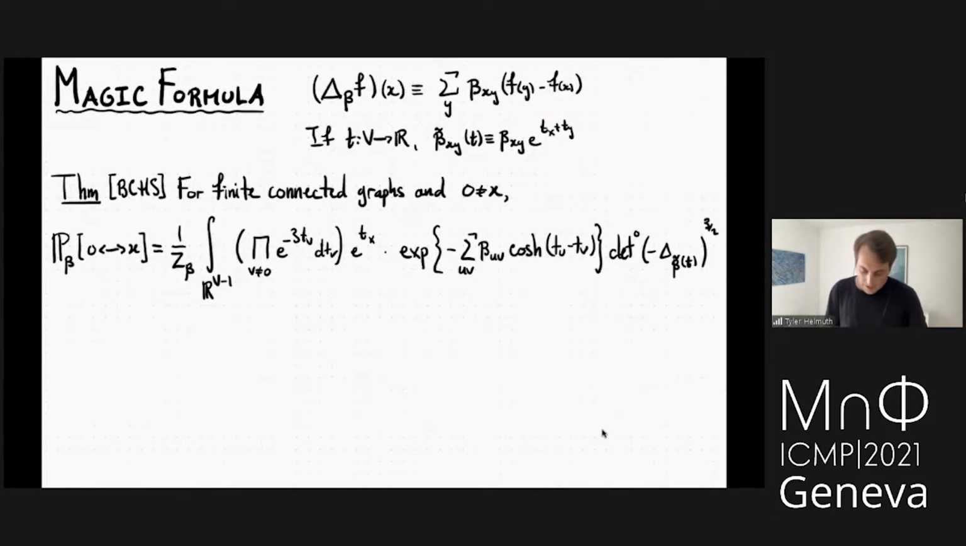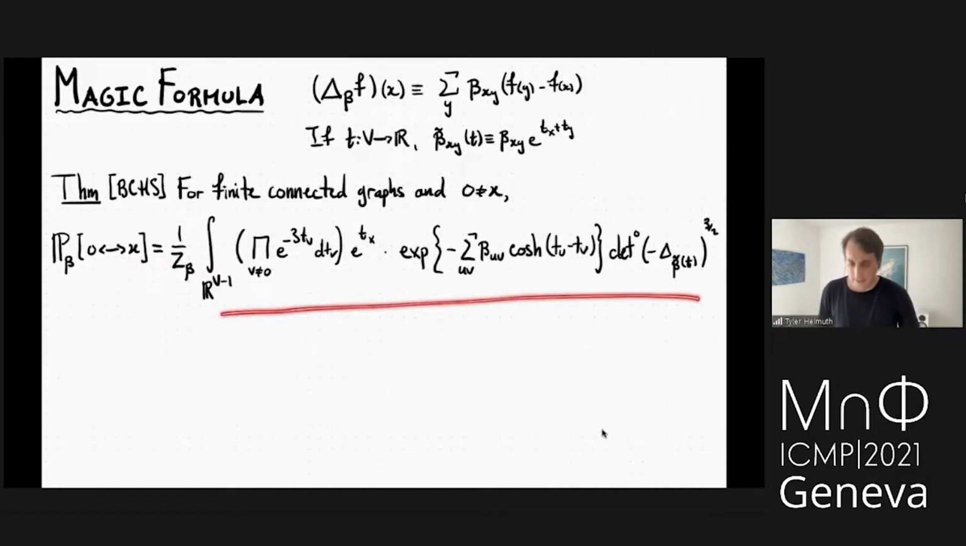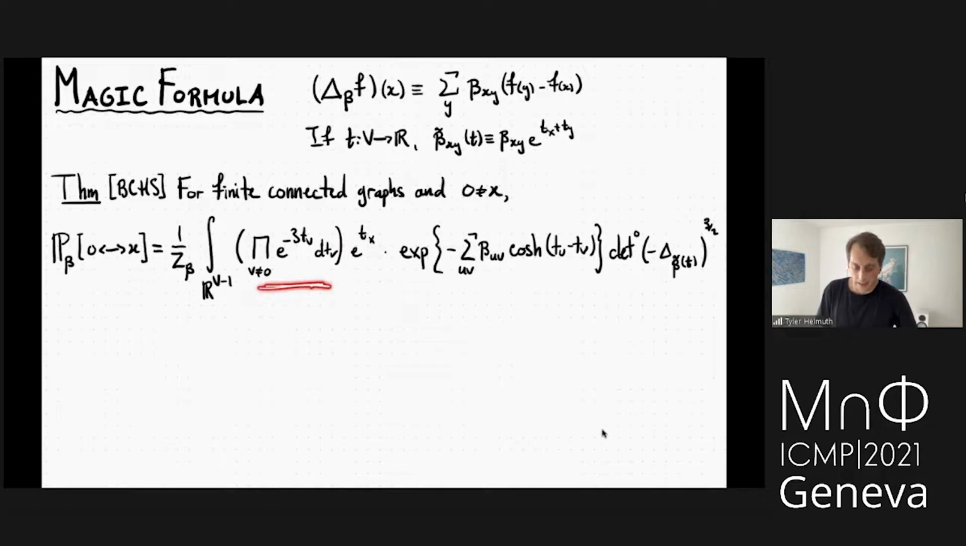The probability that 0 and x are connected in the arboreal gas is exactly this somewhat complicated integral, where you're integrating over a field at each vertex, except for 0. So the field at 0 is pinned to be 0. Every other vertex, you have this weight e to the -3t dt. So that's where the 0 appears.